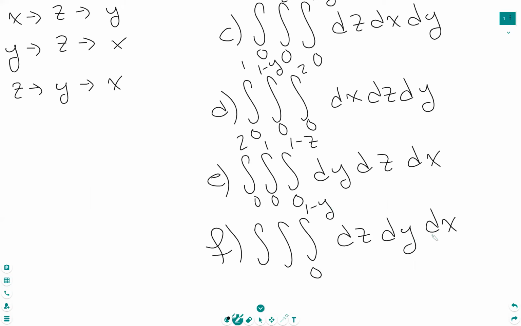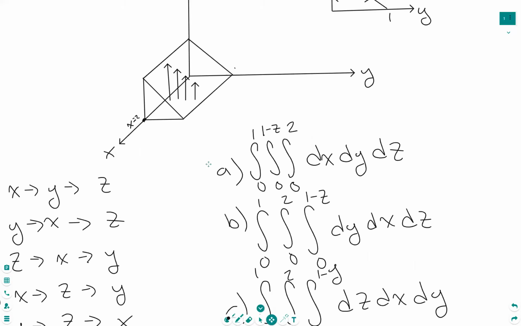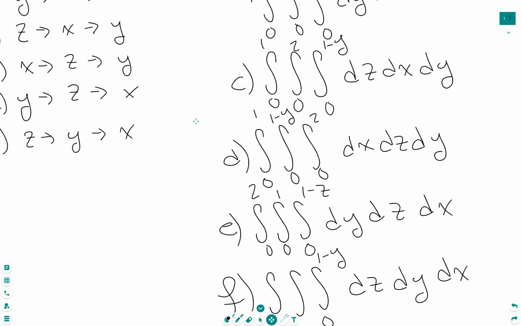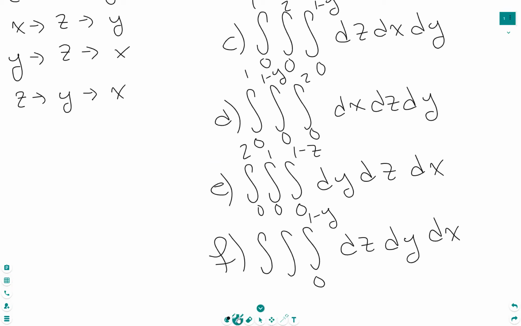Then we project to the yx plane. The yx plane is this bottom rectangle, and that's pretty easy for us to find the bounds for. In the y direction, this goes from 0 to 1. And in the x direction, this goes from 0 to 2. Okay, that's 6 different ways for us to write this volume.